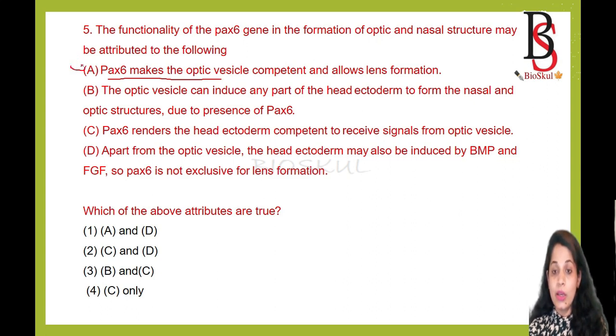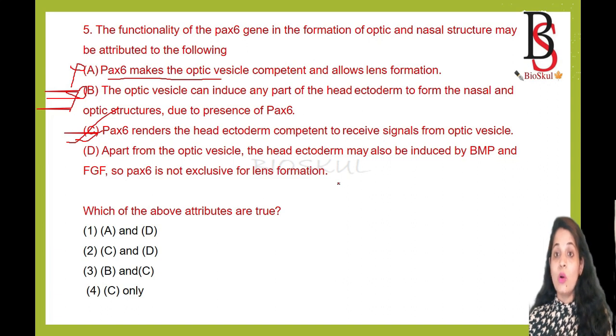Optic vesicle can induce any part of head ectoderm to form nasal and optic structures? Due to the presence of PAX6, the optic vesicle induces only the lens formation, so this one is wrong. PAX6 renders head ectoderm competent to receive signal from the optic vesicle? Yes, it's true. Apart from the optic vesicle, head ectoderm may also be induced by BMP and FGF. So PAX6 is not exclusive for lens formation.